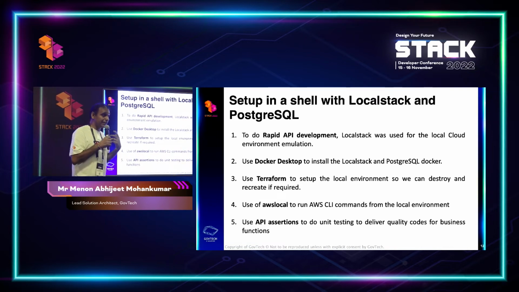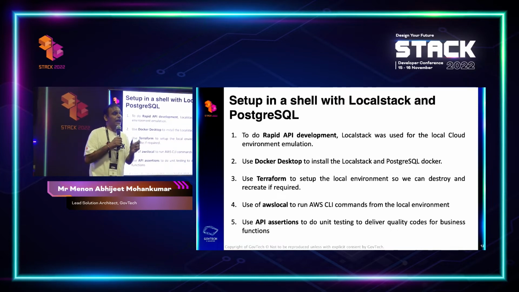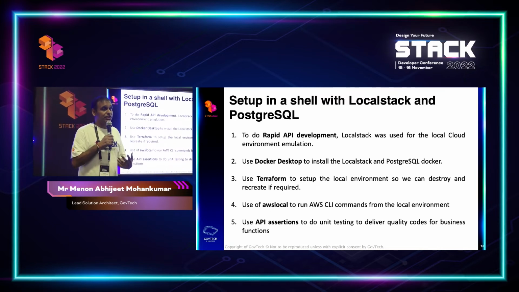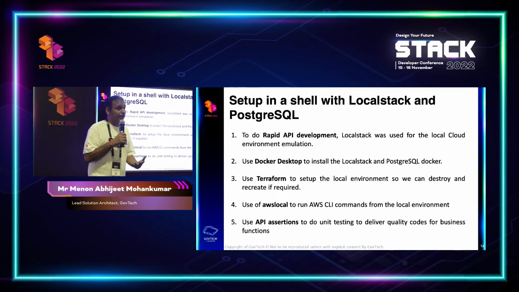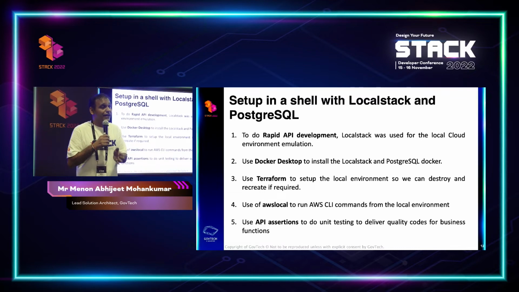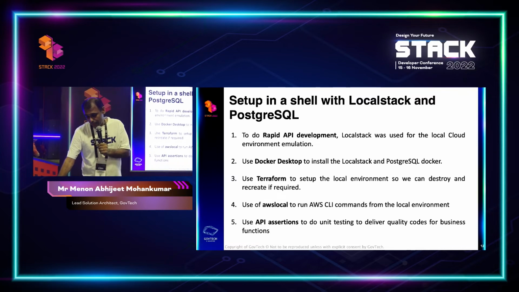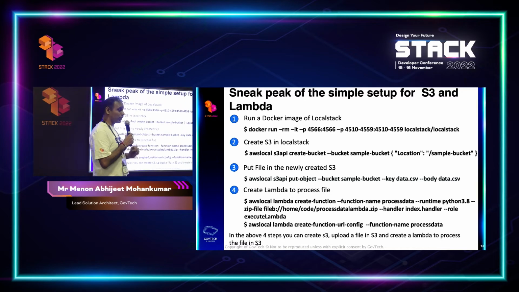And then we did Terraform using localstack to deploy certain things on our laptop. Then we used AWS Local, a tool set which allows you to run the same AWS commands locally. Finally, we did assertions or tests on our APIs or other Lambda functions to make sure that whatever we are running is according to the requirements. Right? So this is just a sneak peek of what we did.